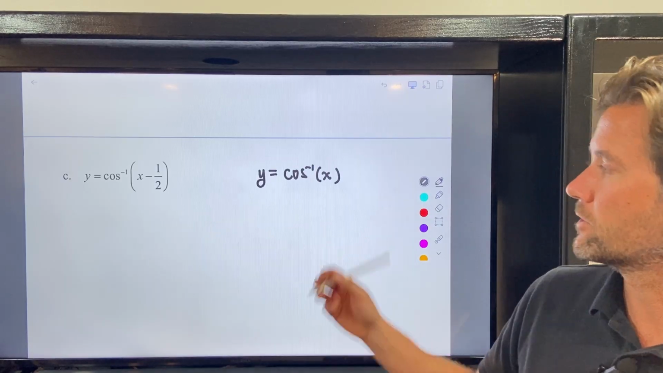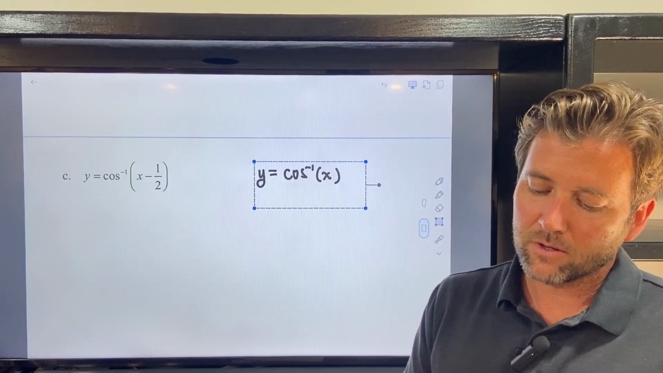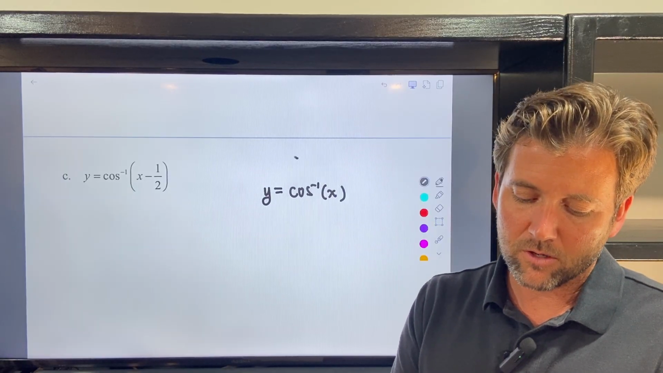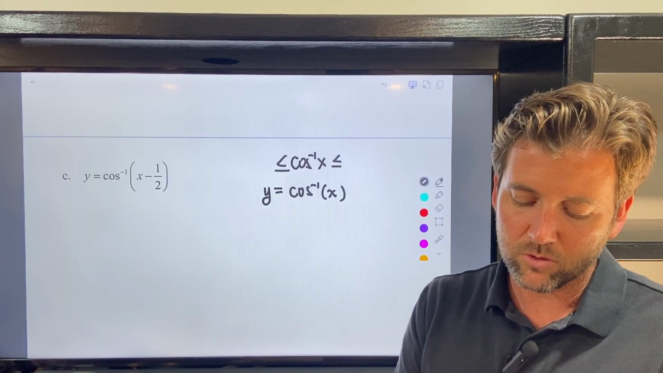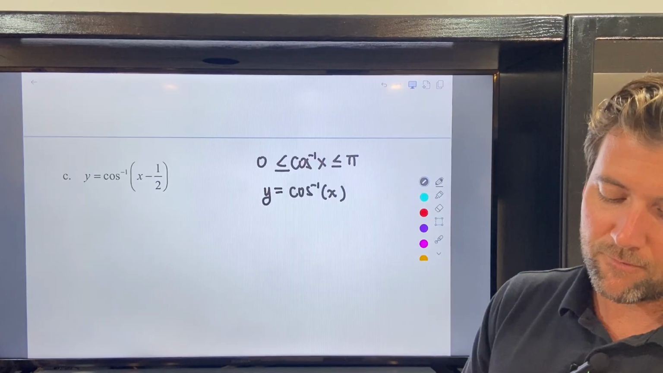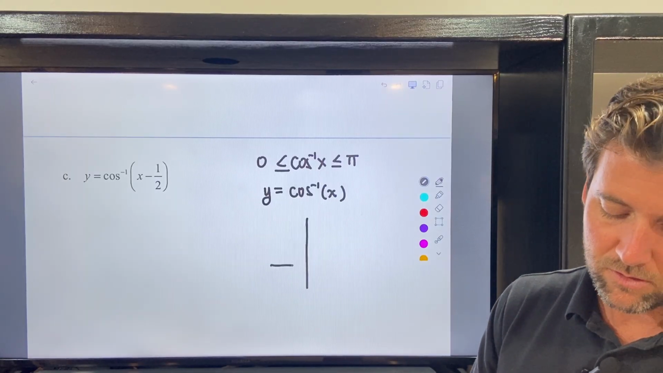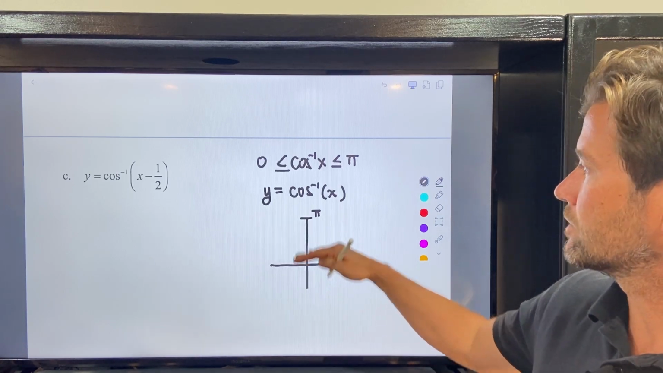Let's graph the parent function arc cosine of x first. Based on what we did a while ago, you should know that arc cosine of x outputs a value in between or including 0 to pi. That means this graph, arc cosine of x, must have a range from 0 to pi.